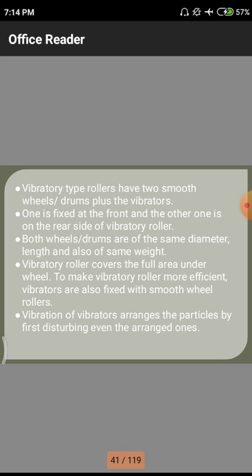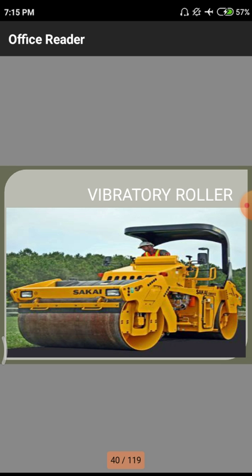Next we are having the advantages. What are the points related to those vibratory rollers? Vibratory type rollers have smooth wheels. That means the total surface of the vibratory roller is very smooth. Drums plus vibrators. That means the wheels are drums. In the primary portion we are having both wheels, and those wheels are hydraulically operated. Hydraulically means some hydraulic force will be applied on those wheels so that vibration is formed.